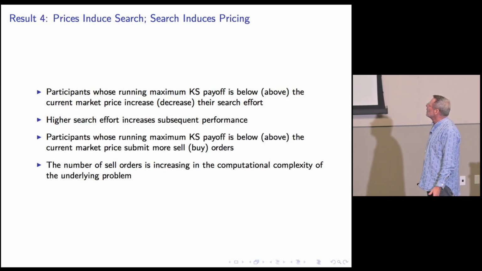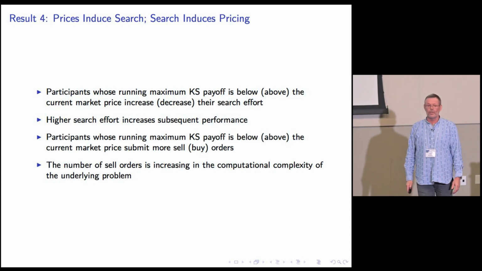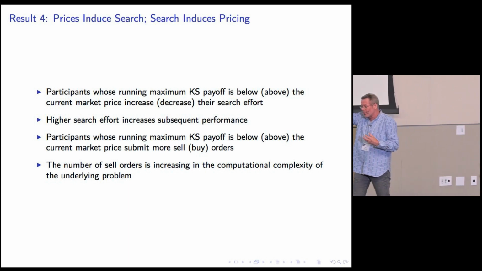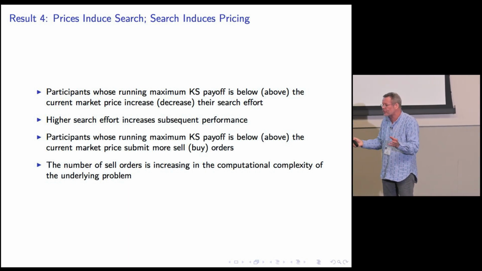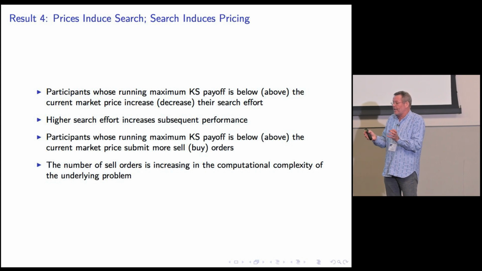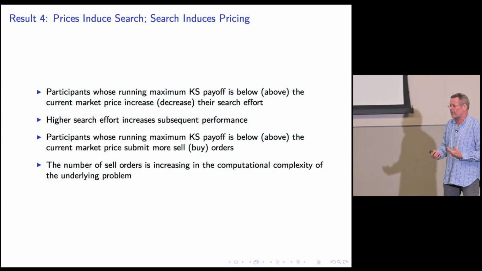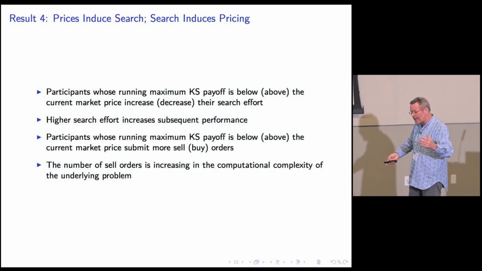All right? Prices induce search, and search induces pricing. I'm not going to go through the details here, but you can clearly see this interaction. Guys that are behind because their value is lower, they try again. They don't stop. And if they don't find any better solution, they submit asks. Beautiful results like that, this interaction between individuals and the markets. You can see this dynamically at work.